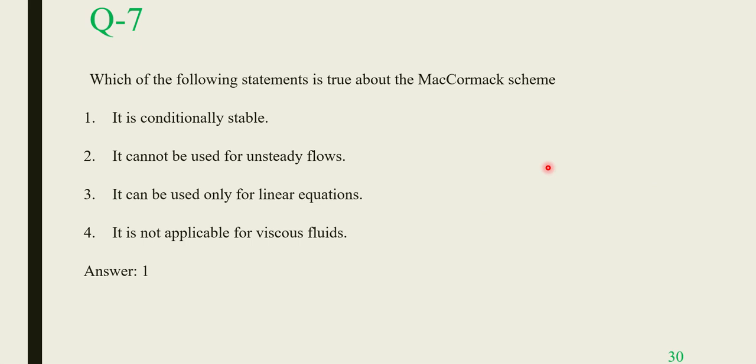In question 7, it is given: which of the following statements is true about the McCormick scheme. It is conditionally stable. It cannot be used for unsteady flows. It can be used only for linear equations. It is not applicable for viscous fluids. So the answer is obviously option 1. We'll see how that is in a minute.